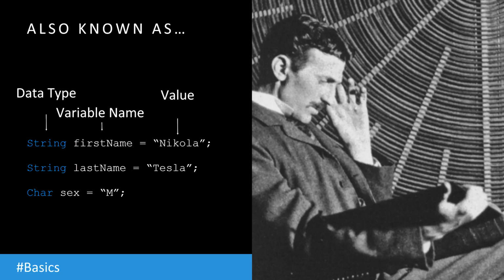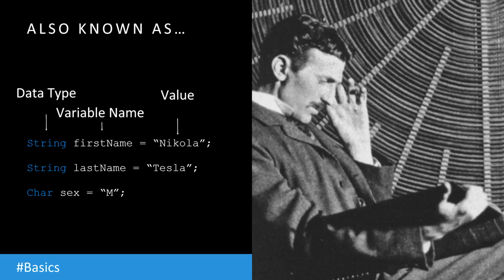So the way that this reads is the first line reads, hey, we've got a variable called first name. It's of type string, so it's a word, and its value is Nikola. The second line reads, hey, we've got a variable of name last name. It's a string, and we set it equal to Tesla. And then finally, we have a variable named sex. It's of type char, or character, so it's one letter, and it has a value of M.